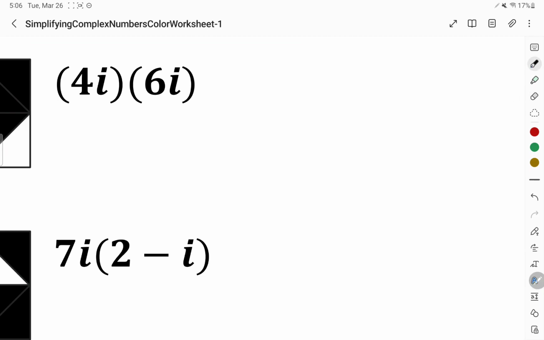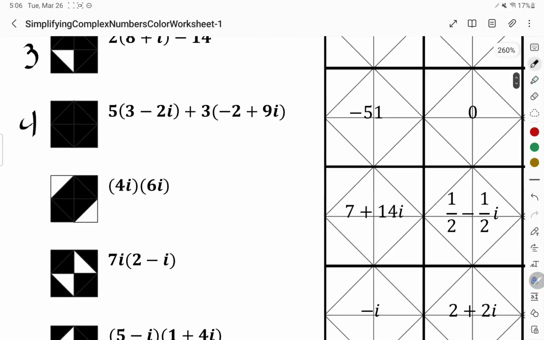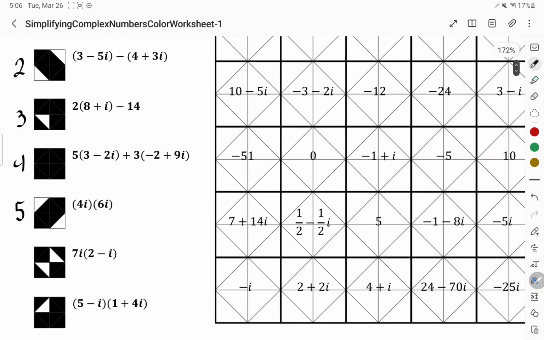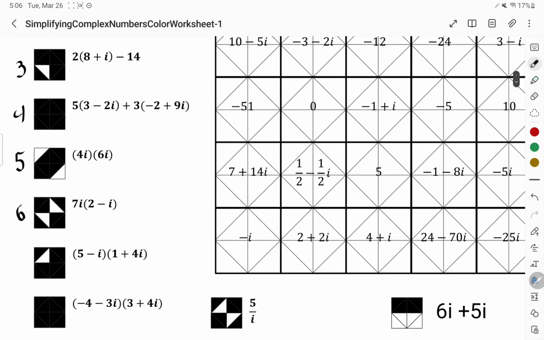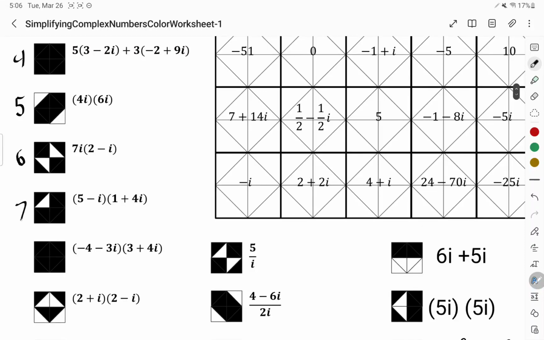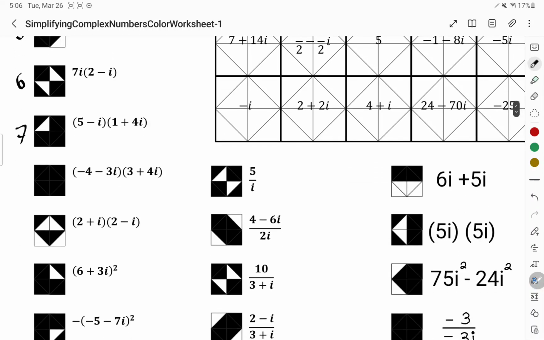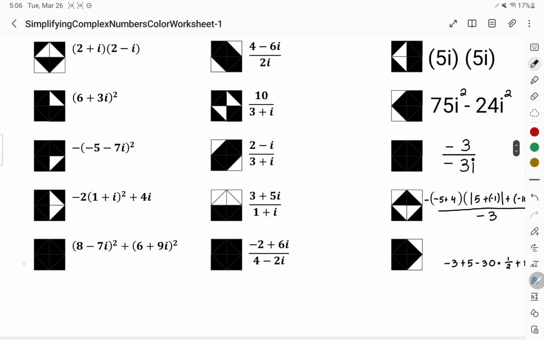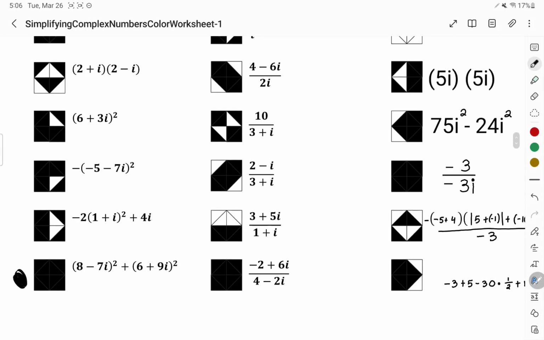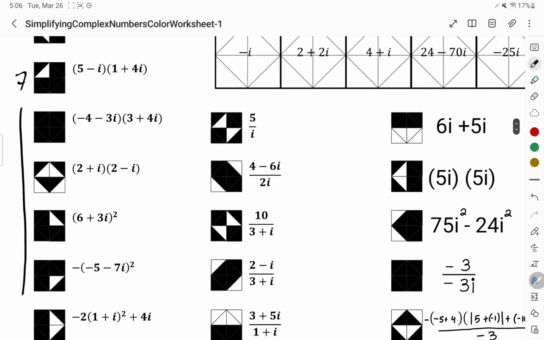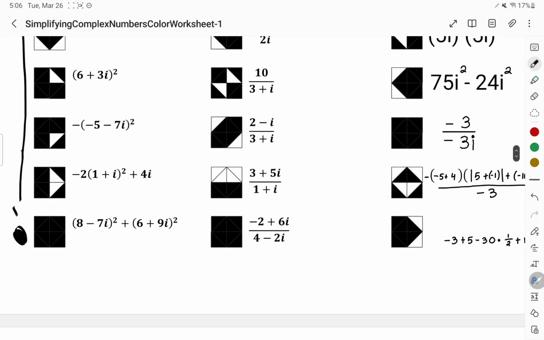So let's start with this one. After the first four, the rest, all the way down to this one, are going to be done exactly the same way.